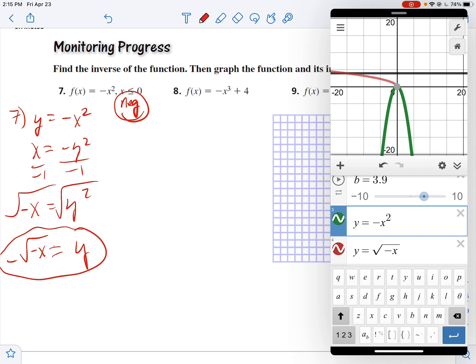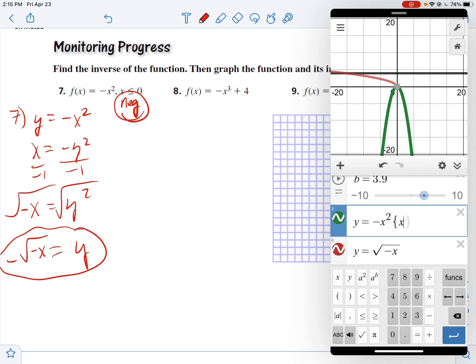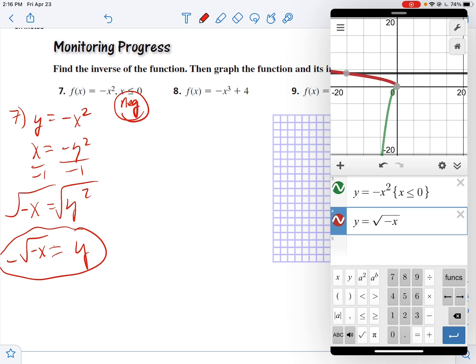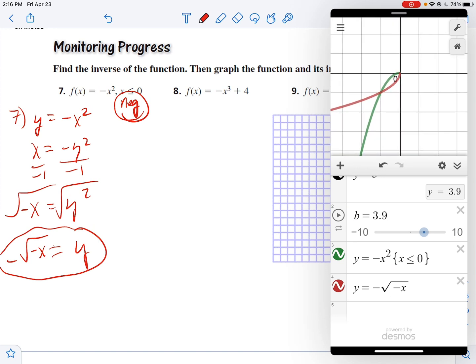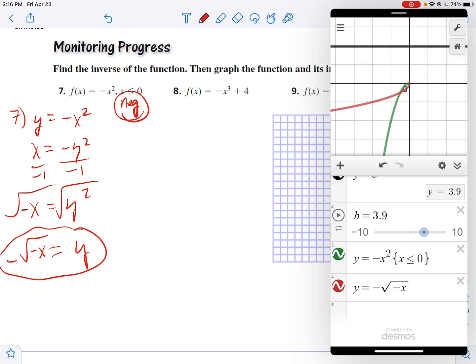We want it up here. Brackets, x is supposed to be less than or equal to 0. It needs to match the left arm, the negative side arm, not the positive side arm. So by doing the negative of that, now whenever I look at it, I've got that nice mirrored finish diagonally. So I need to make sure that I do the negative one.